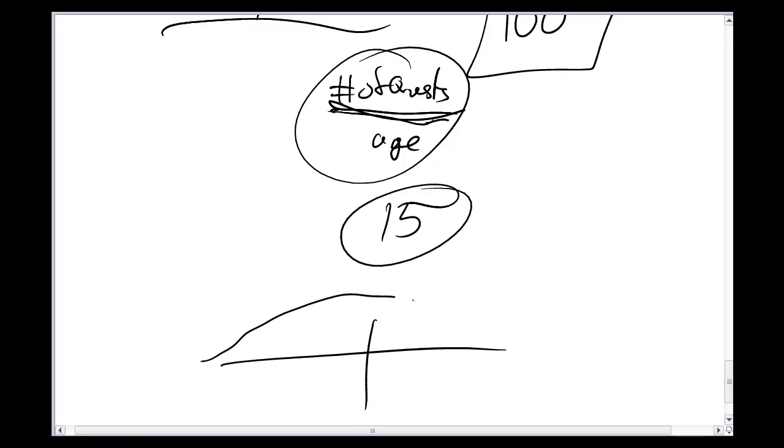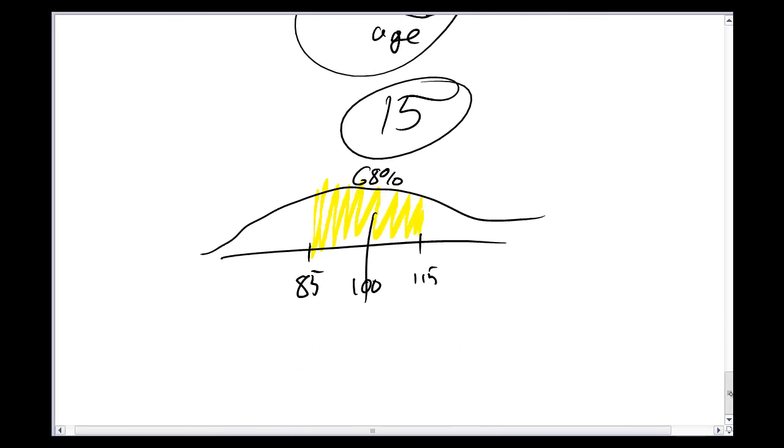So what this means is that if this is 100, then over here I have 115, and down here I've got 100 minus 15, which I think gives me an 85. That tells me that 68% of the world should expect an IQ between 85 and 115. This is what we call normal.